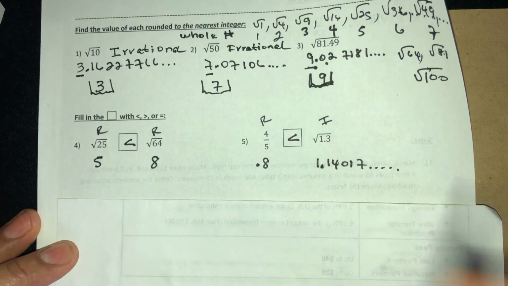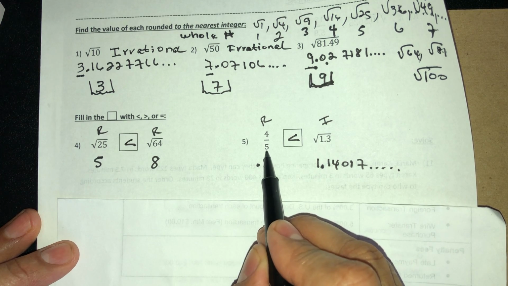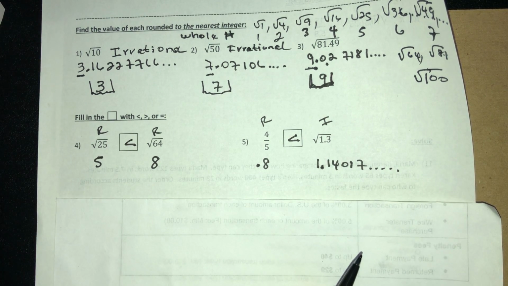So you can clearly see that 0.8 is less than 1. Therefore, 4 over 5 is less than radical 1 over 3, 1.3.